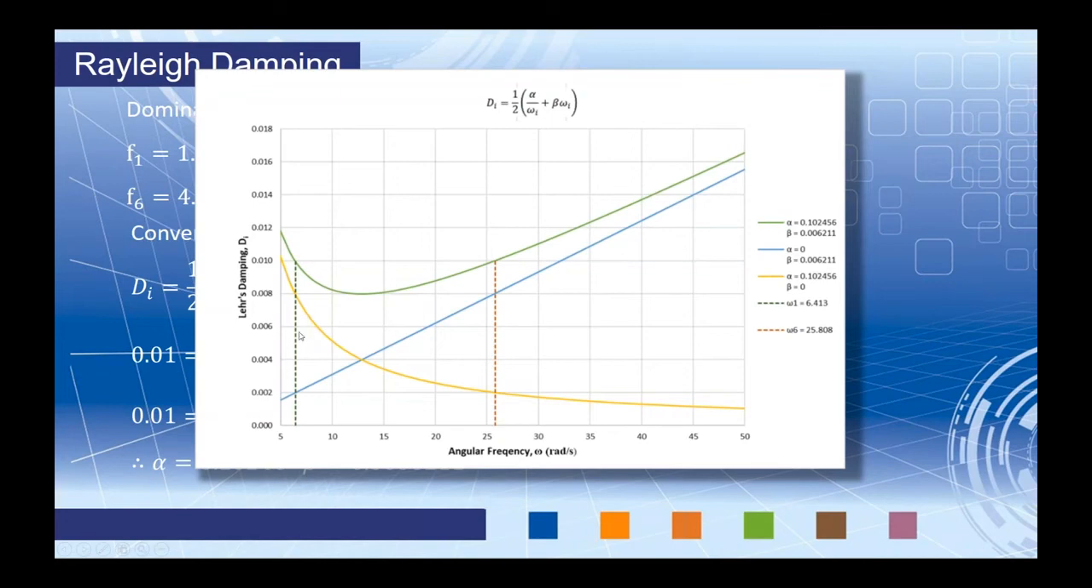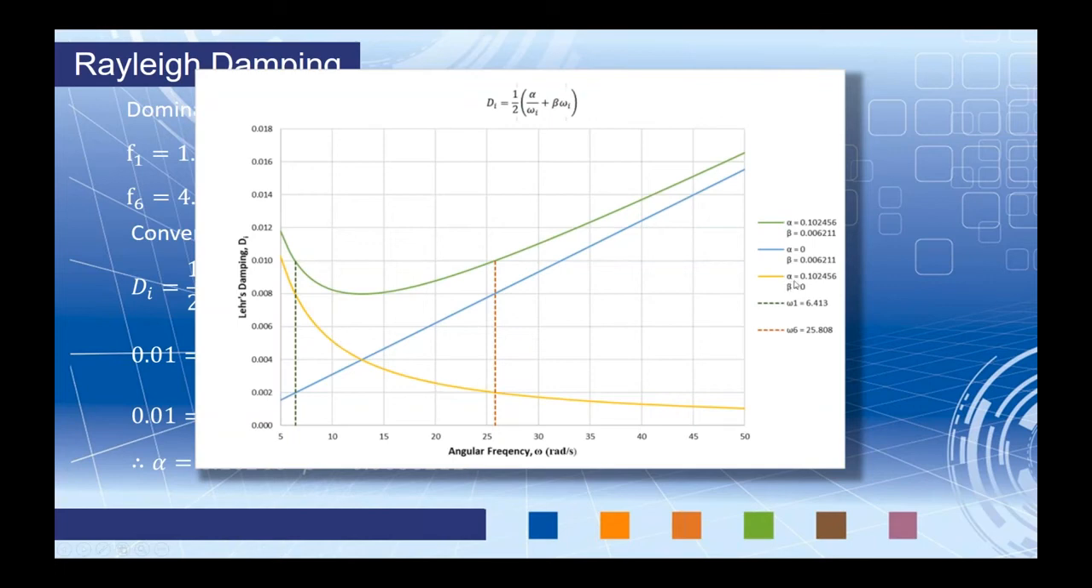Well, the dotted lines indicate my dominant mode shapes. So here is my mode shape number 1, the dark green dotted line. We can see omega 1 here. And then the orange dotted line is omega 6, my dominant mode shape 6. Well, I've adjusted alpha and beta so that if we follow these dotted lines to where they intersect with the Rayleigh coefficients here, we get 0.01 Lehr's damping. So we also have the yellow line.